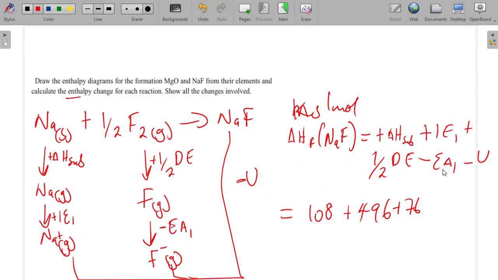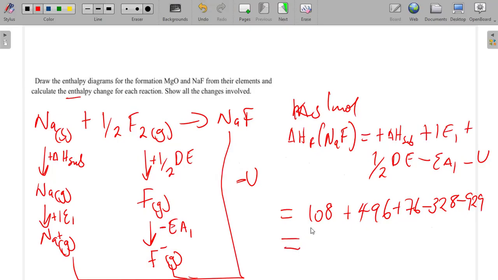Then we have the electron affinity, which is negative. The electron affinity is the amount of energy released when you add the first electron to the fluorine atom, which is negative 328. And the lattice energy for the formation of sodium fluoride is negative 929. These are all in kilojoules per mole.